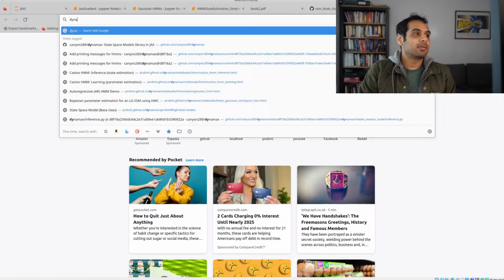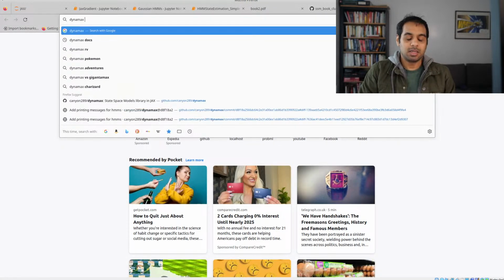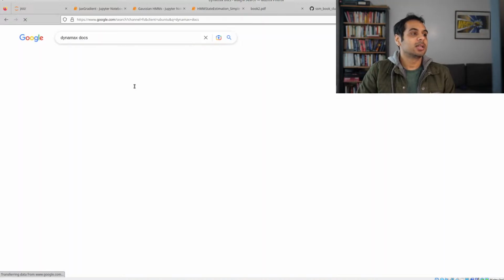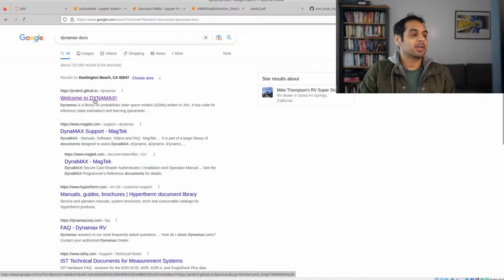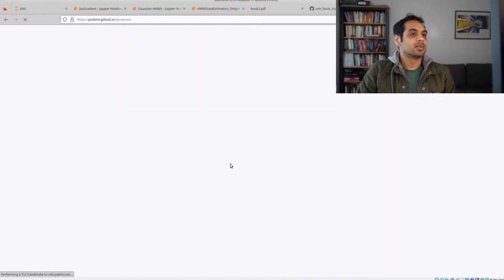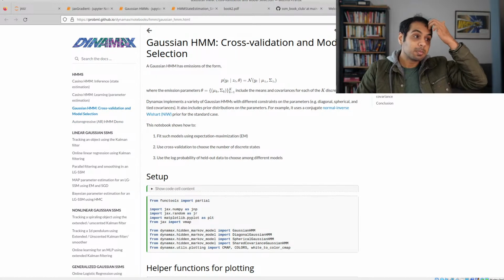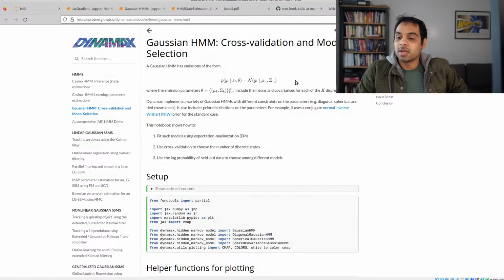So this week we were focusing on closing out the hidden Markov models in Dynamax. So we'll go to our favorite repository. It was these two notebooks, HMM Crossvalidation and Autoregressive. Let me talk through these at a high level.